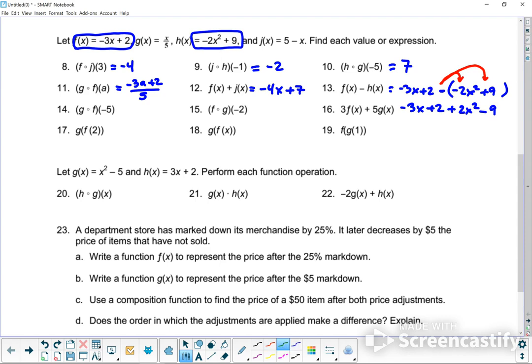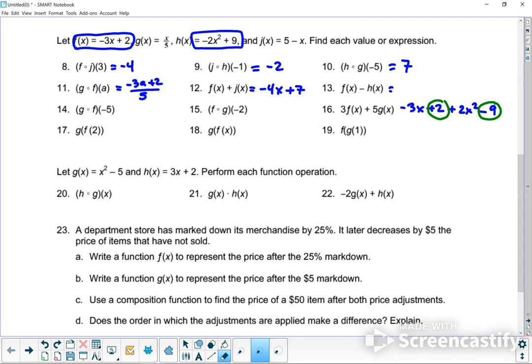Okay, and the only ones I can combine are the positive 2 and the negative 9, because the other two I cannot combine. So my answer is 2x squared minus 3x minus 7, because negative 9 and positive 2 makes negative 7.